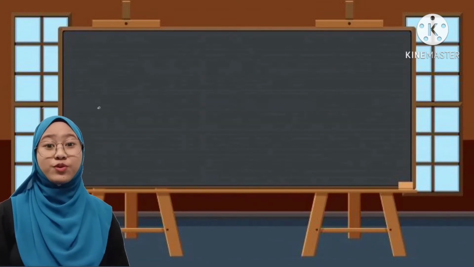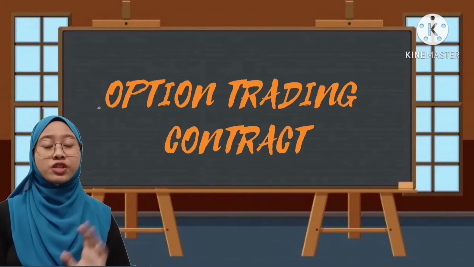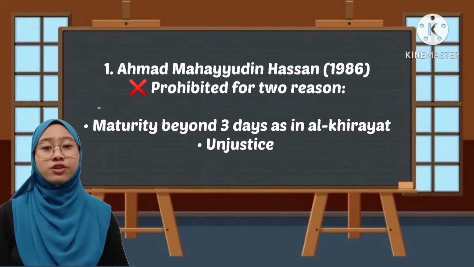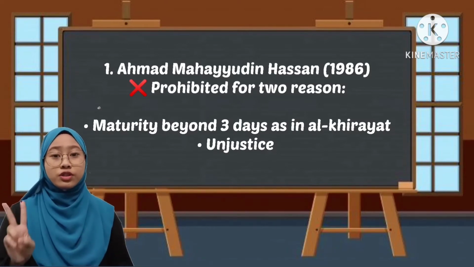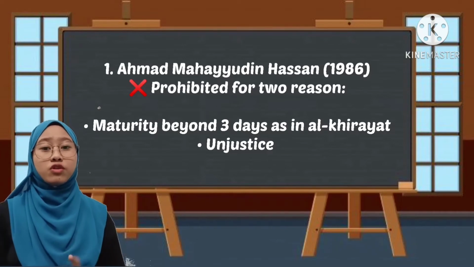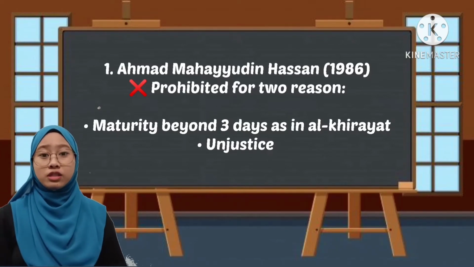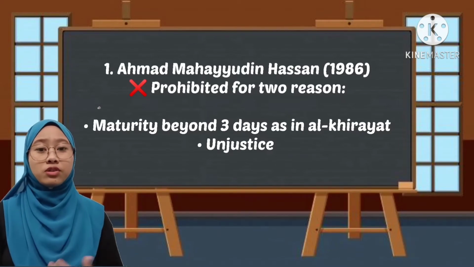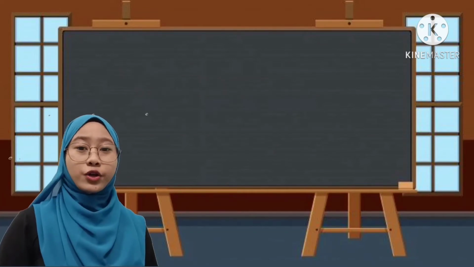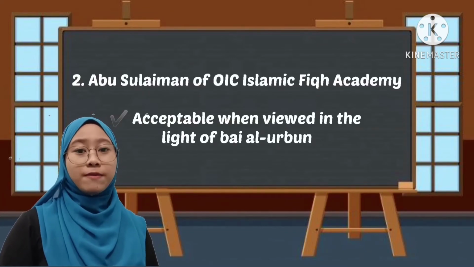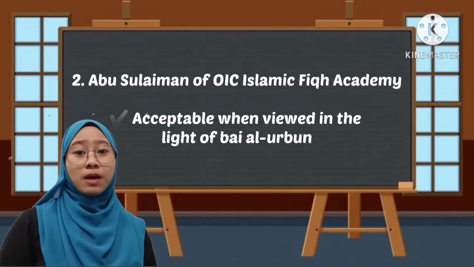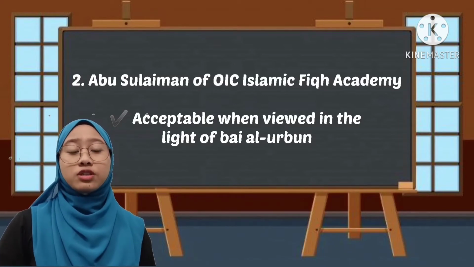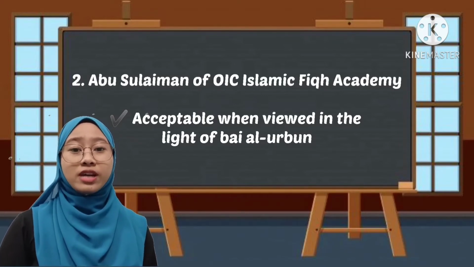Okay, last but not least, we move to the third category, which is the option trading contract. According to Ahmad Mahayuddin Hassan, the option trading contract is prohibited for two reasons. First, the maturity beyond 3 days, as in Al-Sarf, is not acceptable. And the second is that in the contract the buyer gets more benefit than the seller, so it is injustice. Meanwhile, according to Abu Sulaiman of the OIC Islamic Fiqh Academy, option trading contract is acceptable when viewed in the light of buy or own, but considering options to be detached and independent of the underlying asset.